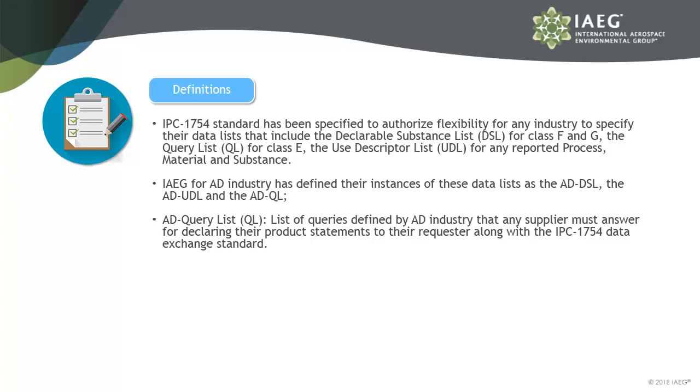AD-QL. The AD query list is a list of queries defined by the aerospace and defense industry that any supplier must answer for, declaring their product statements to the requester along with the IPC 1754 data exchange standard. Additionally, the AD-DSL is supported by the AD-SRT tool that also includes the AD-DSL list.